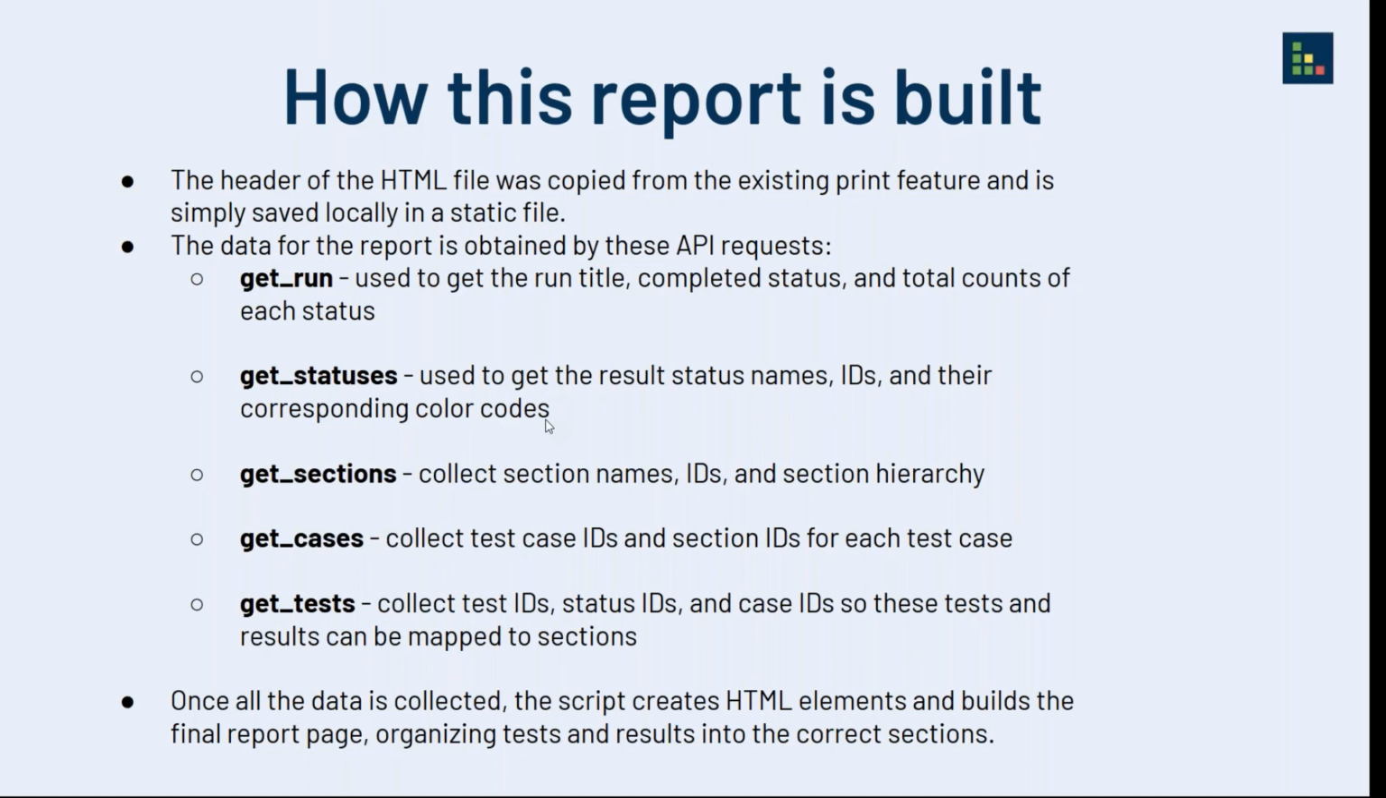We use a GET sections request to collect the section names and IDs and section hierarchy. A GET cases request collects test case IDs, names, etc., and the section IDs so you can map the test cases to their sections. And then we also use a GET tests request to get the status information for each test within the test run, and then map those to the corresponding test cases, which are mapped to sections. So once all of this data is collected, the script generates HTML elements and builds the final report page, organizing tests and results into the correct sections.